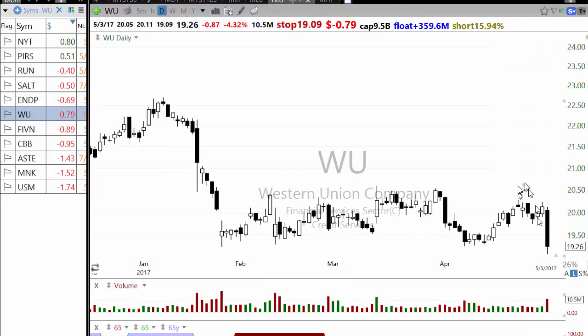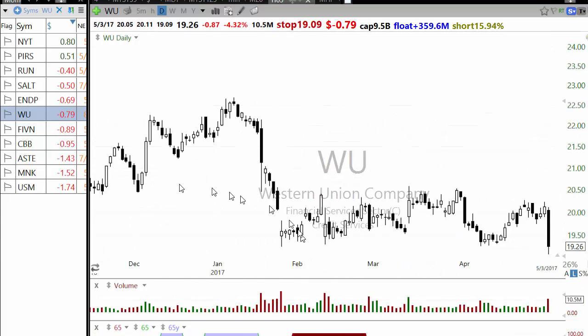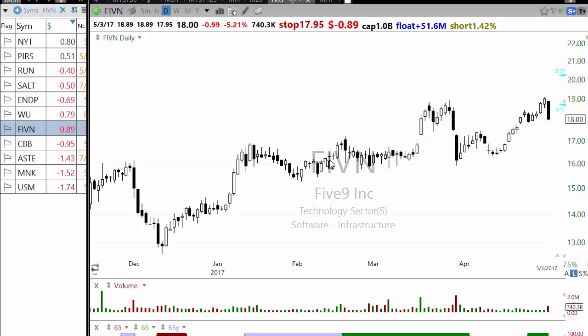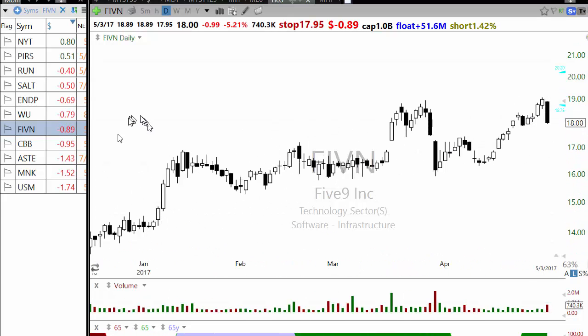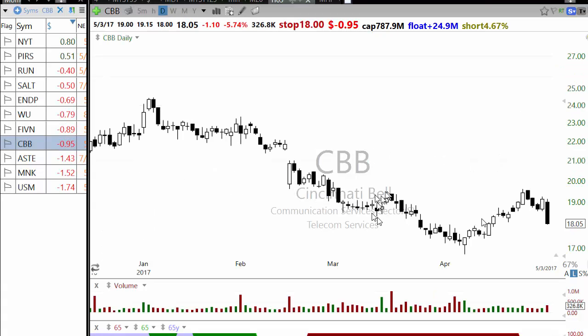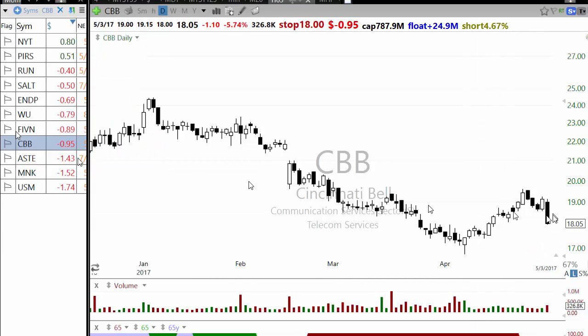Western Union, again breaking down here after a long move. So 5-1. Many of the stocks which have made the move are starting to pull back or they're getting into ranges. So that's where the opportunities are. CBB, which is Cincinnati Bell. The sector is weak. Telecom stocks like Verizon and the other stocks are weak in that sector, and the stock has had this down move, then a counter trend bounce and now is breaking down.